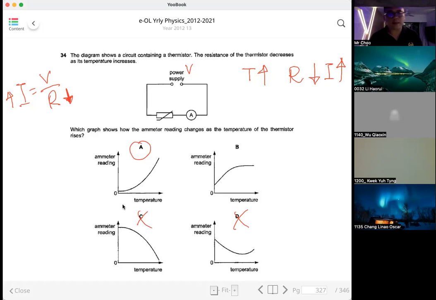Okay, Chelsea, you understand now? Give me a reaction if you understand my explanation. All right, let's do the next question.